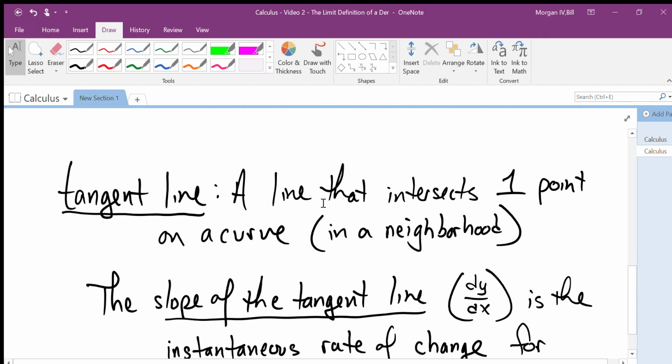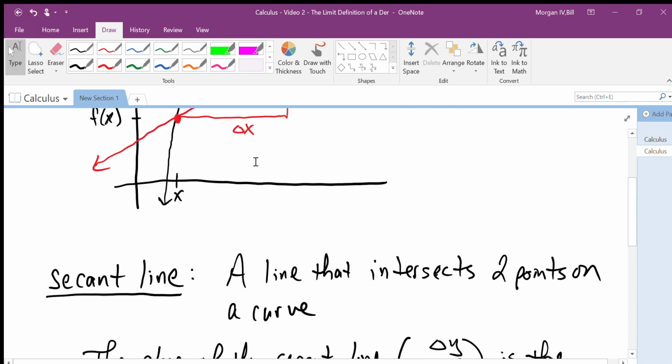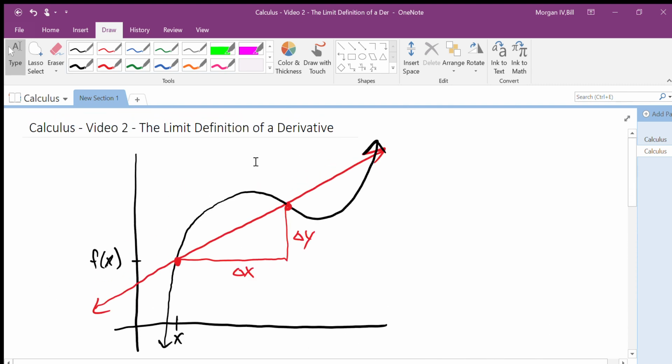What we were looking for here, if you remember back in video 1, is we said the idea of a derivative is the slope of the tangent line. Now, a tangent line is a line that intersects 1 point on a curve in a particular neighborhood. And what I mean by that is, let's pick that red point on the left again. I'm going to make it green this time to change the colors. Well, we tried. The tangent line.